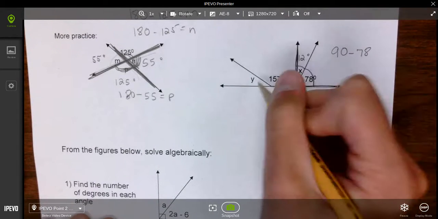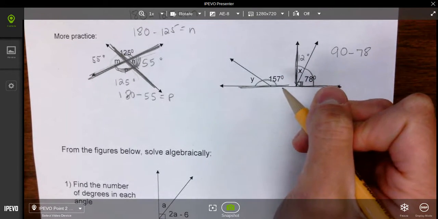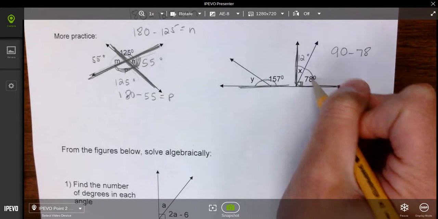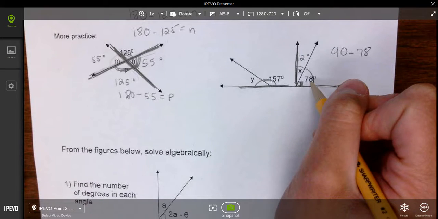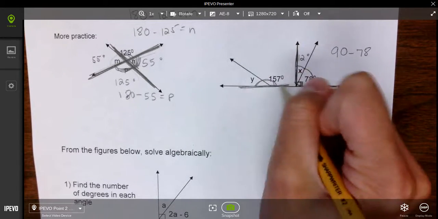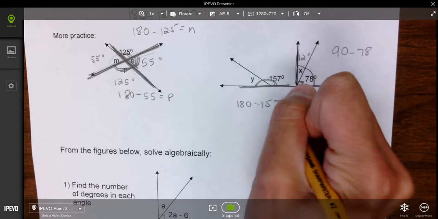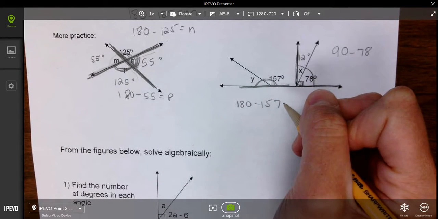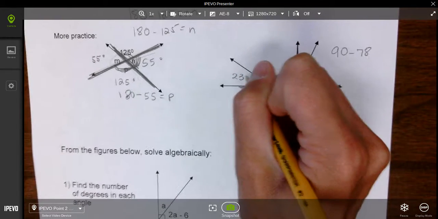Over here, I see that Y is directly next to 157 degrees. They are adjacent angles. I could have said that as well about X and 78. That is true about them as well. They're adjacent angles. So anyway, sorry. They form a straight line. So if I do 180 minus 157, I will get my missing angle. That would be 23 degrees.